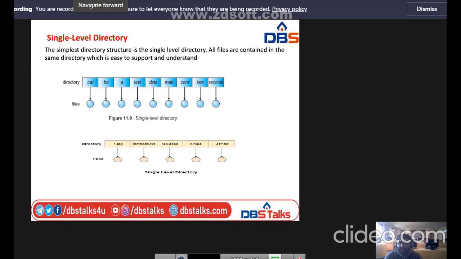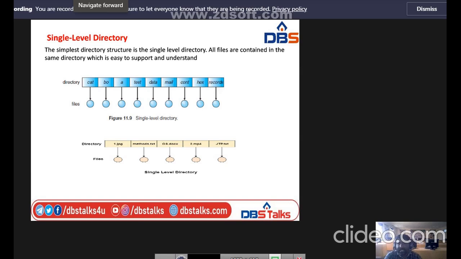Next, we describe the most common schemes for defining the logical structure of a directory. That means we have different levels of directory. How are we going to divide the directories? We have single level directory as well as two level directory. Next is tree structure directory, and next, cyclic graph directory. How are we going to represent the directory?